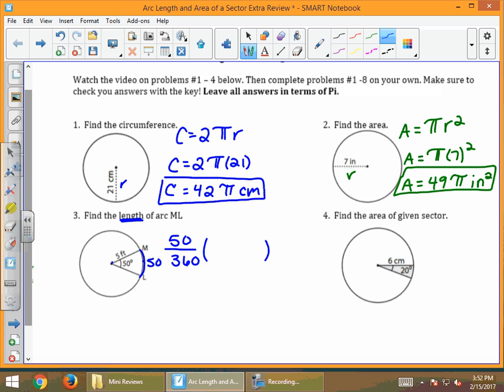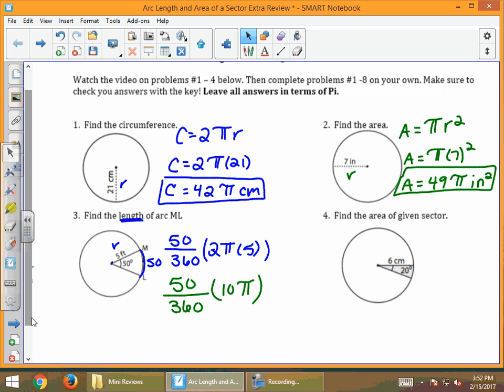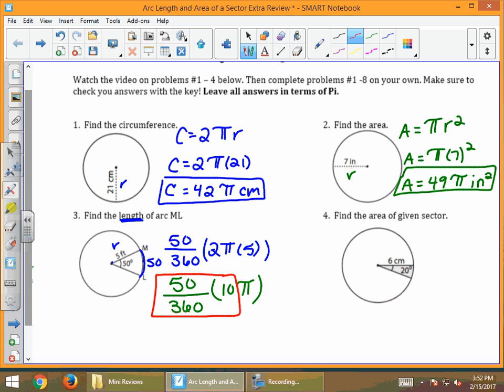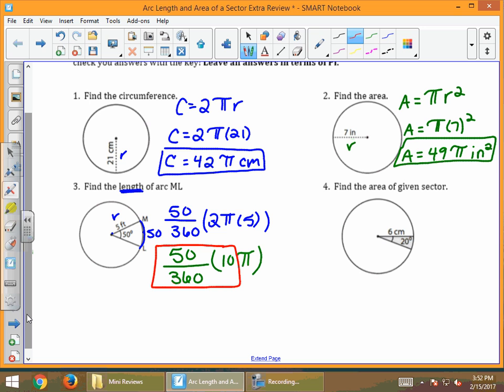So just like what you did in problem number 1. Just 2 pi times the radius. And here our radius is 5. So we still have 50 over 360. 2 times 5 is 10. And then all you have to do is plug this in your calculator. So do 50 over 360 times 10. And when you plug that in your calculator, keep it as a fraction. Leave it as 25 over 18.